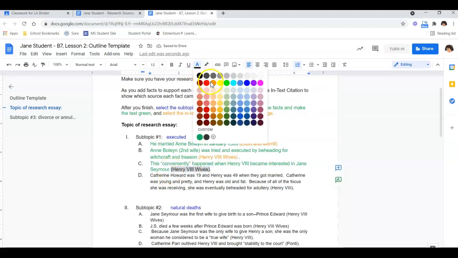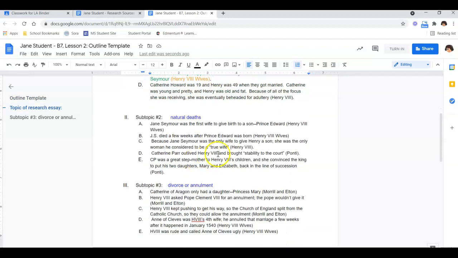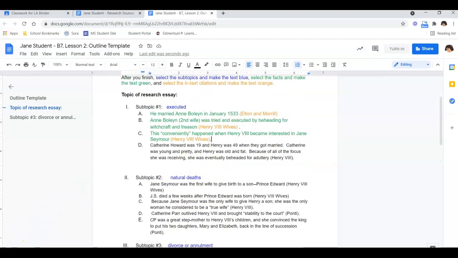So all you do is select the text and then change it to colors so that your subtopics are in blue, your facts are in green, and your in-text citation in orange. So just one last reminder, if you haven't already written these in your own words, at this point they really need to be in your own words. Unless you have a phrase that's being directly quoted, like these in quotation marks. It should all be in your own words so that you're ready to write your paper.